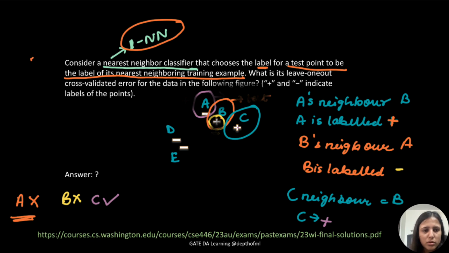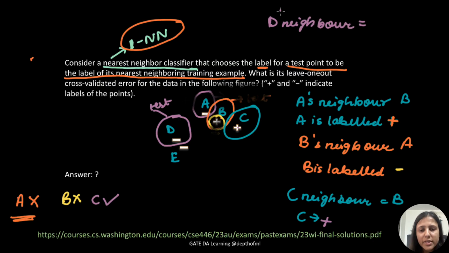So the test point is D, and the rest of the points are in training. So we'll find the nearest neighbor of D. D's neighbor will be E. And E is labeled negatively. So D will also be labeled negatively. D's true label is also negative. So D is classified correctly.